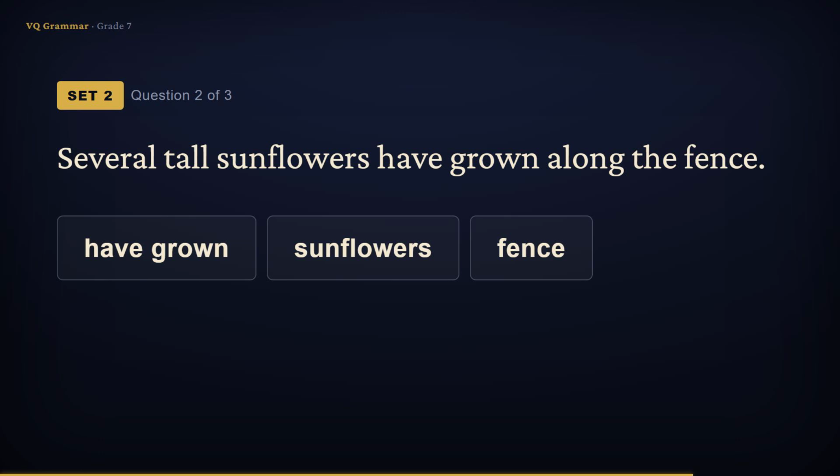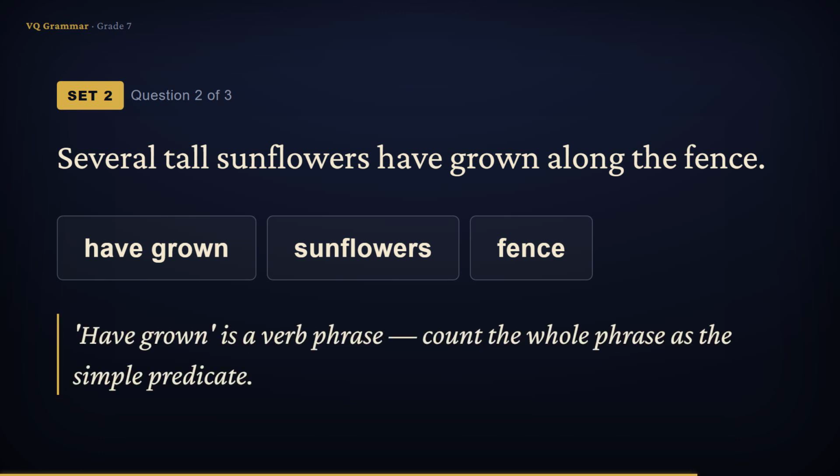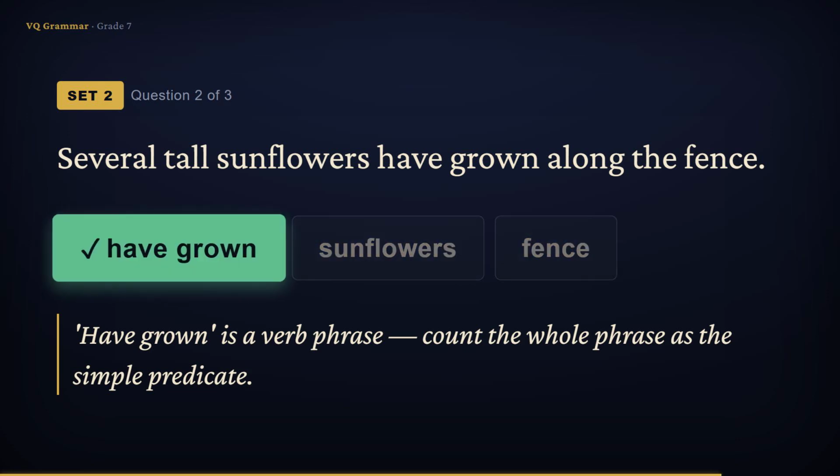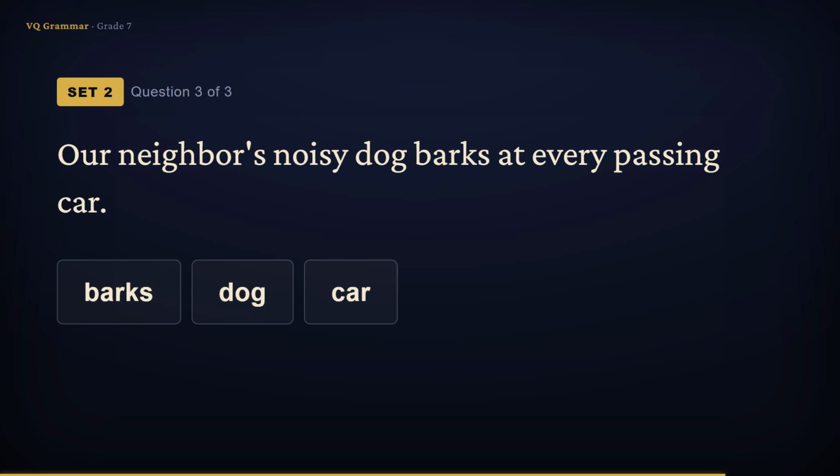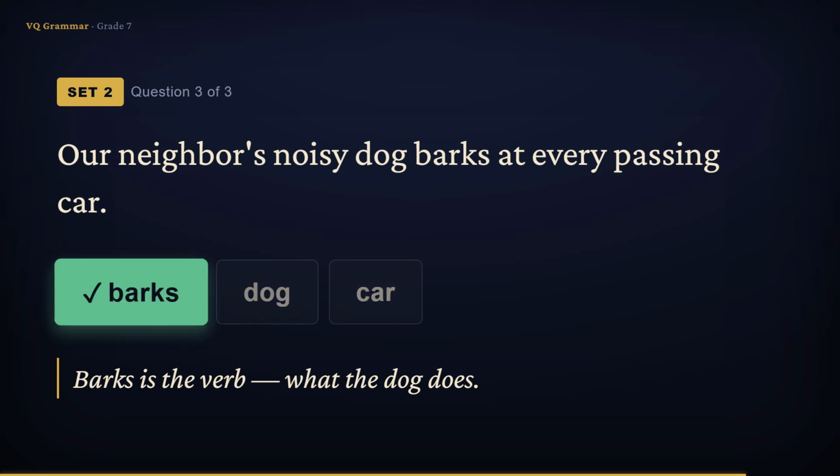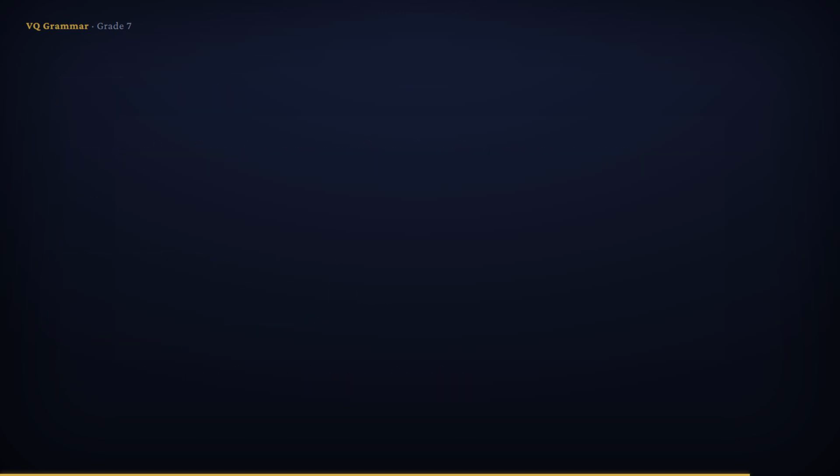Several tall sunflowers have grown along the fence. The sunflowers are the subject. What have they done? They have grown. Notice that's two words working as one verb, a verb phrase, and the whole phrase is the simple predicate. So the answer is have grown. Our neighbor's noisy dog barks at every passing car. The dog is the subject. What does it do? It barks. Barks is the verb, so it is the simple predicate. So the answer is barks.